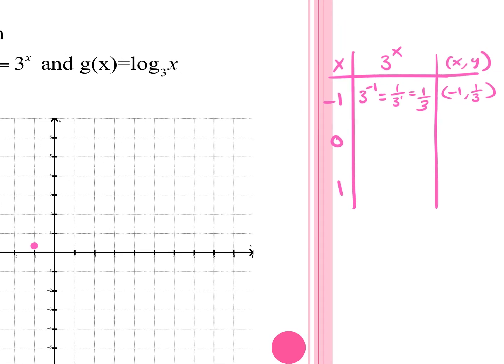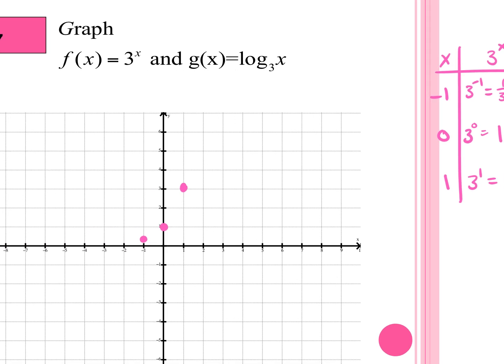Next, when we plug in 0, what's 3 to the power of 0? 1. Anything to the power of 0 is 1. So we have 0 comma 1. We're going to stay at 0, go up 1. And then 3 to the power of 1 would be 3. So 1 comma 3. Awesome. So go to the right 1 and up 3. That gives us a few points, gives us an idea of the shape of our graph. It's going to look like this.